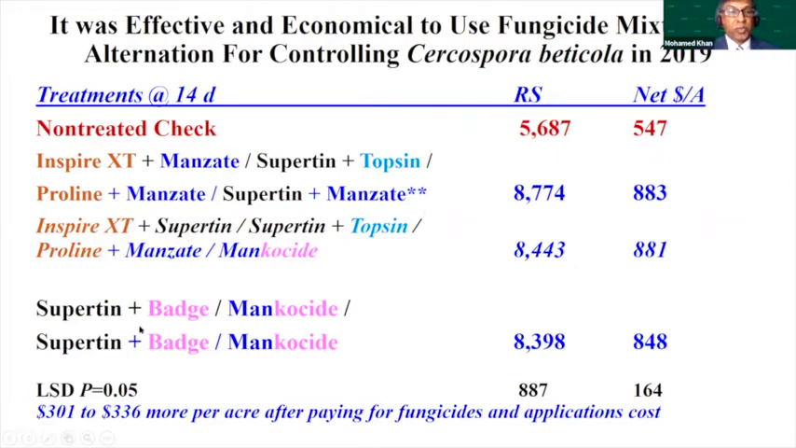You can also use super tin and a copper and an EBDC and still get good control. But as you can see, as I said earlier, 2019 was a relatively dry year and we had good conditions after applying the fungicides. But this was the mantra. Start applying your fungicides, and this one started early at row closure. You have 1, 2, 3, 4 applications in a mixture, you have excellent disease control.